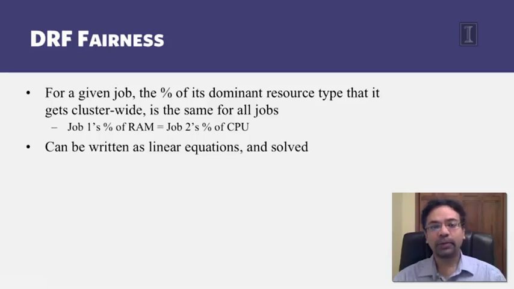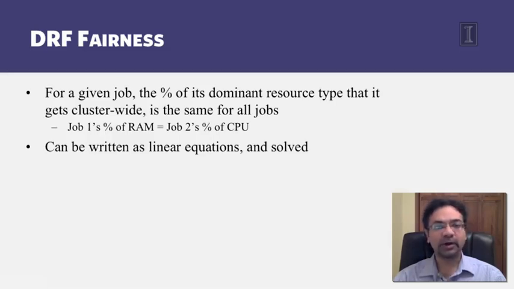For a given job, the percentage of its dominant resource type that it gets cluster-wide is the same for all jobs. In other words, you allocate tasks to job 1 and you allocate tasks to job 2 so that the total percentage of RAM that job 1's total tasks get is equal to the total percentage of CPU that job 2's tasks get, because RAM is the dominant resource of job 1 and CPU is the dominant resource of job 2.